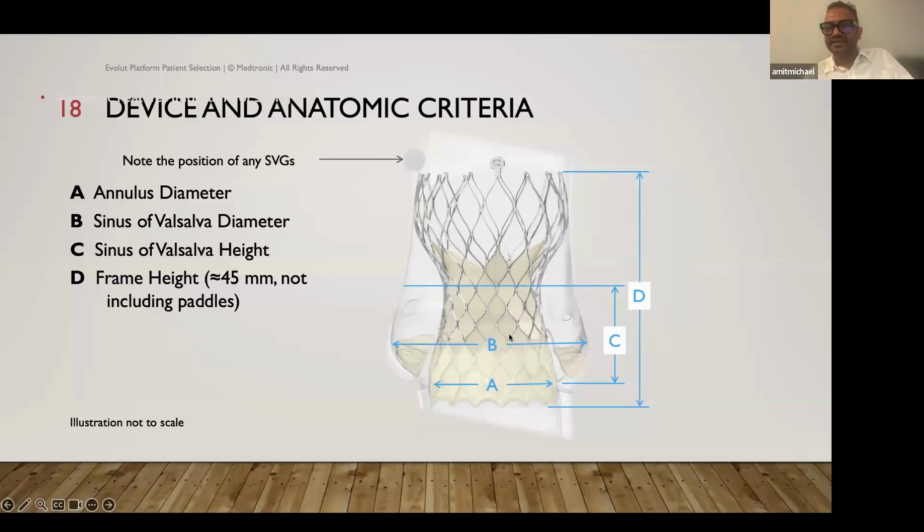That's why the overall gradients with this valve at the end of the case are better, because you are basically making a totally new annulus there, rather than trying to expand the original annulus. That's the thing with the supra-annular valve. These are the basic measurements. That's the annulus, the point measured as A. That's the annular measurement. That's the sinus of Valsalva, the sinus heights, and that's the valve frame height, which is usually around 45 millimeters for the Evolut valve.